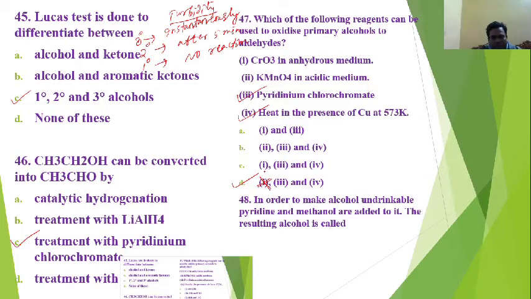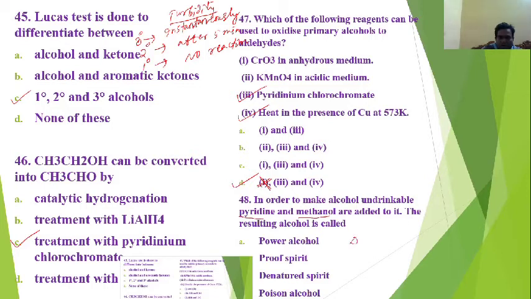In order to make alcohol undrinkable, pyridine and methanol are added to it. The resulting alcohol is called power alcohol or denatured spirit. Option C, denatured alcohol. Undrinkable here means ethyl alcohol containing pyridine and methyl alcohol. It is called denatured spirit.